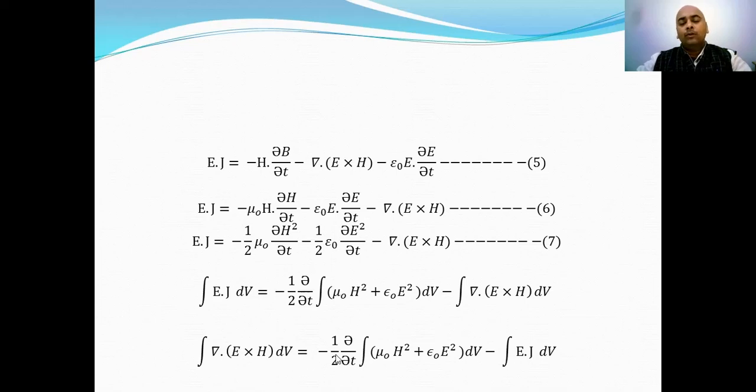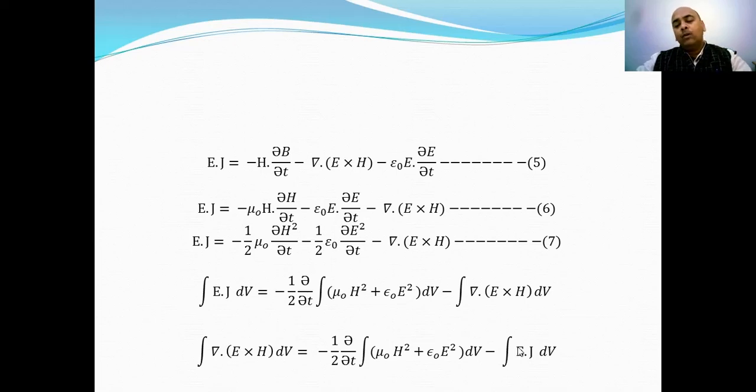is equal to minus 1 upon 2 ∂/∂t of mu naught H square plus epsilon naught E square into dV minus E dot J into dV. Now this equation comprises three terms: first term, second term and third term.